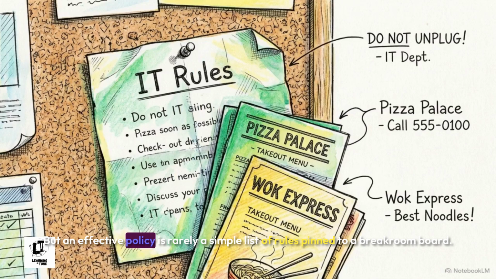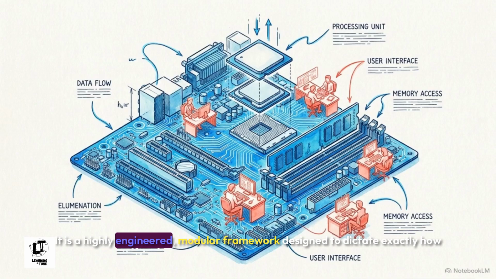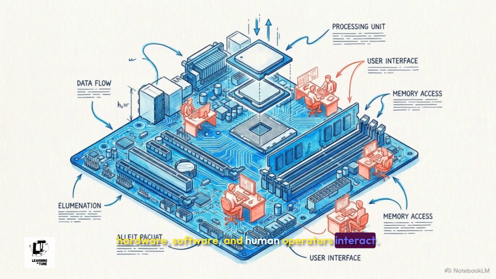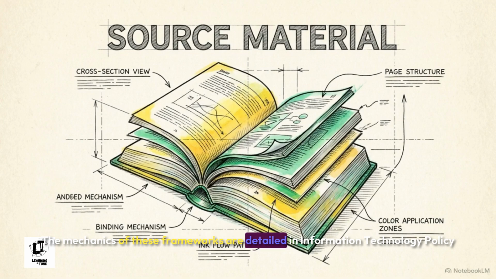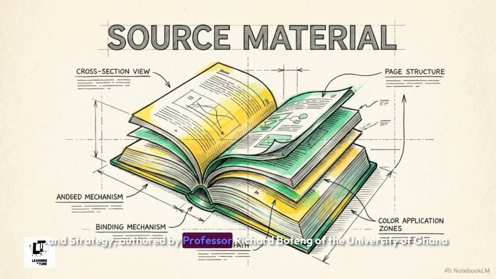But an effective policy is rarely a simple list of rules pinned to a breakroom board. It is a highly engineered, modular framework designed to dictate exactly how hardware, software, and human operators interact. The mechanics of these frameworks are detailed in Information Technology Policy and Strategy, authored by Professor Richard Boateng of the University of Ghana Business School.